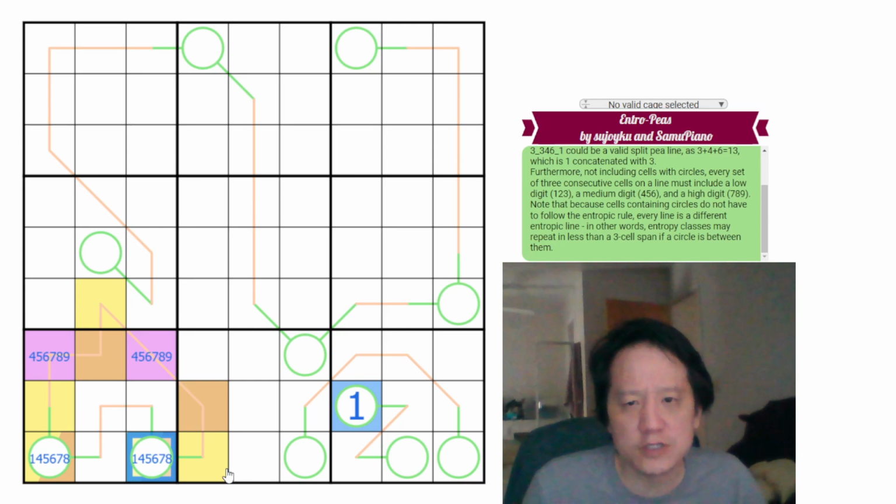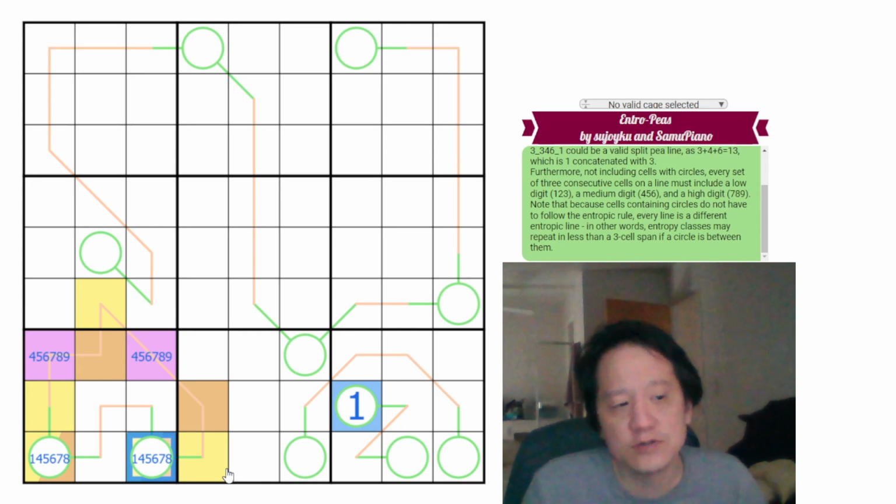Can it be 14? I don't think so, actually. If it's 14, that means the minimum's 257. No, yeah, 257 could work.